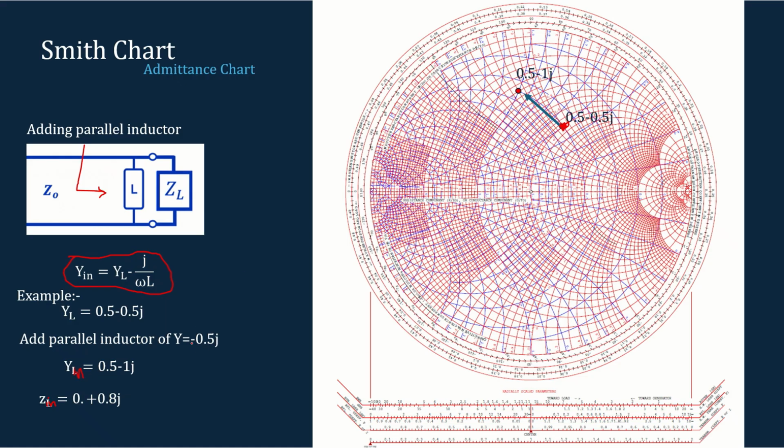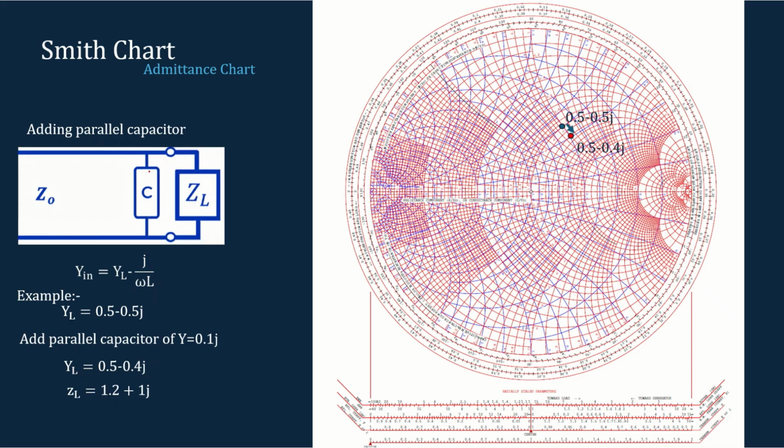As it is minus 0.5, it is like moving towards zero. So we have to move to 0 point, and the total, this line is the one value. So I have a constant resistance circle and a constant conductance circle and minus 1j. So this will be my new input admittance. So if you have to add a parallel inductor, just move on the admittance chart.